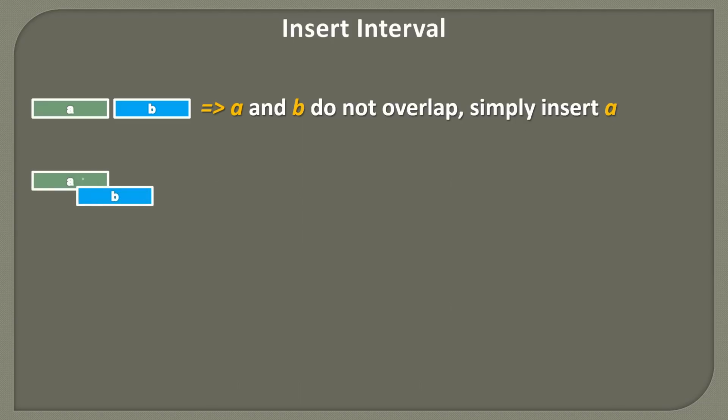Now let's say A and B are overlapping. So when we will merge these two intervals, their area will be from here to here.